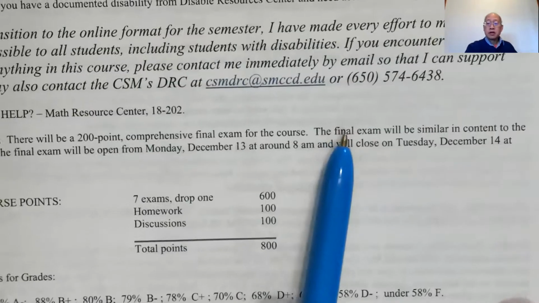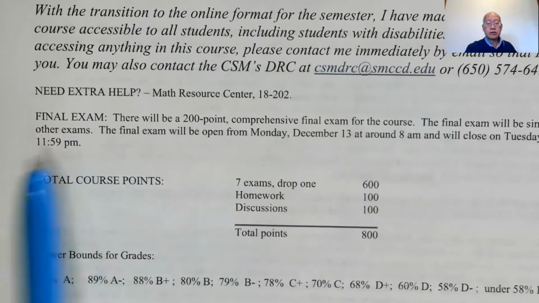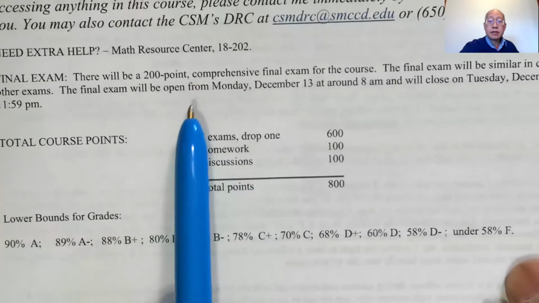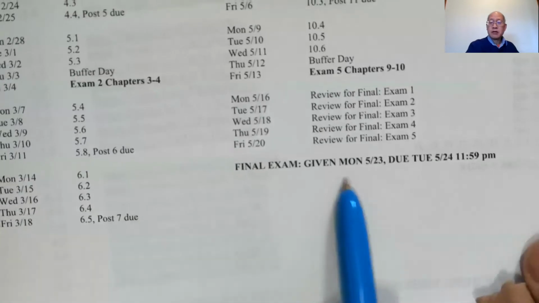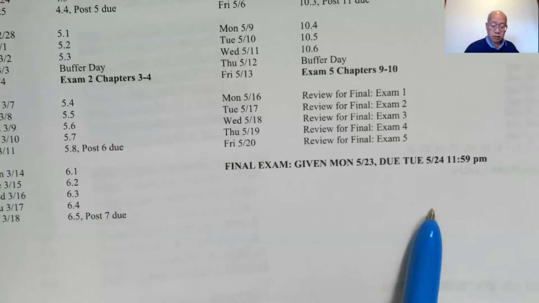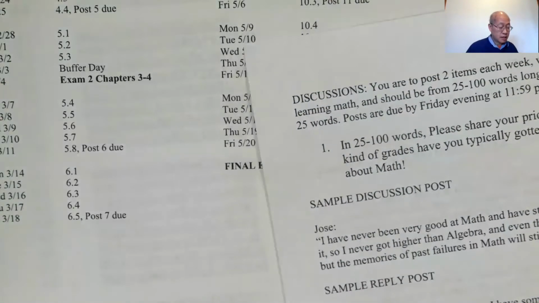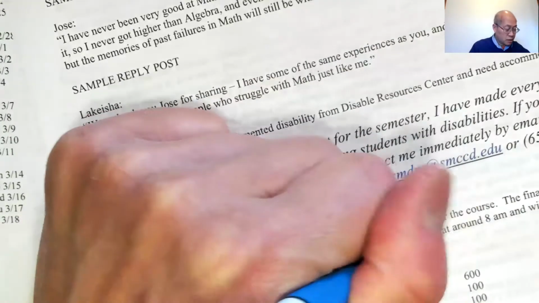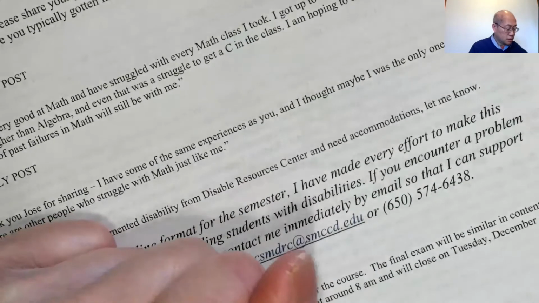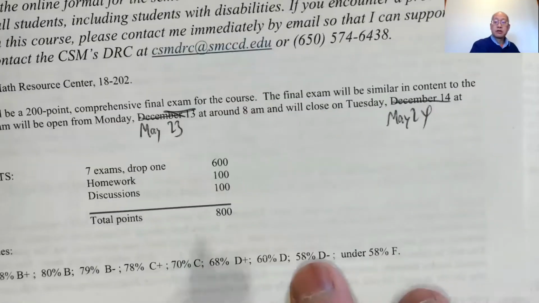There's a final exam also, 200 points. It's comprehensive. The final will be similar in content to the other exams. I don't give any trick questions. I don't give any surprises. The final exam will open on Monday. This is not the right day. The dates, sorry. These are the dates. Monday, May 23rd, and due Tuesday, the 24th at 11:59. Okay, so sorry about that. Why don't I just change that right now? I guess I had failed to change that. So this should be Monday, May the 23rd. And sorry about not changing that. This should be May 24th, assuming I got that correct.